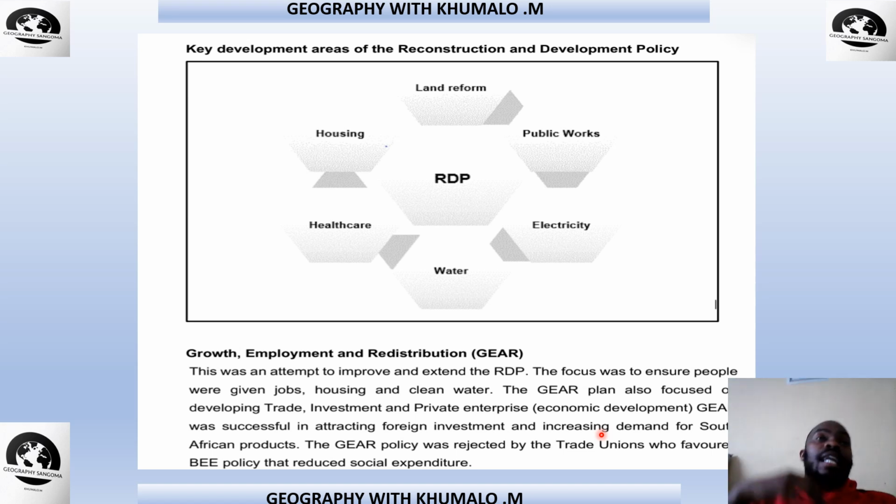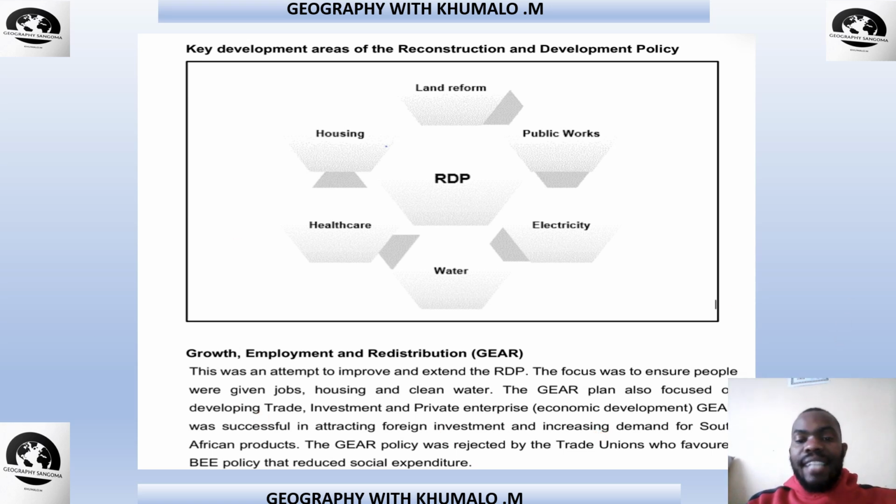But nevertheless, there was a new policy that was developed, called BEE, the Black Economic Empowerment Policy. This policy was brought in relation to the rejection of the GEAR policy by trade unions. So trade unions rejected the GEAR policy, even though the GEAR policy was successful. They came with the Black Economic Empowerment. So with BEE, they wanted black people to be able to open their own businesses and run businesses as a strategy.